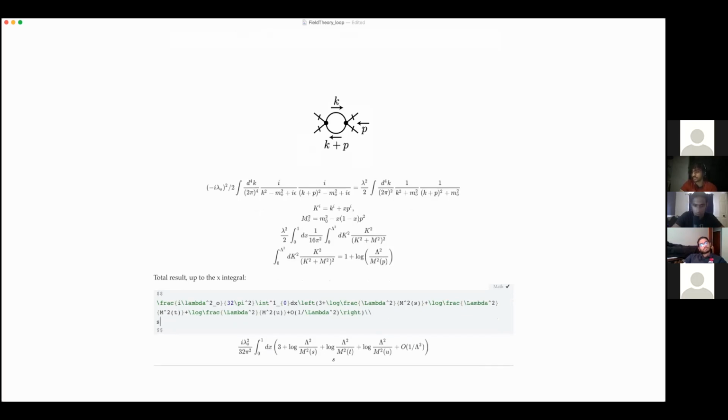So S is defined as K1 plus K2 squared, right? T is defined as K1 plus K3 squared, and U is defined as K1 plus K4 squared. So these are the 3 channels.